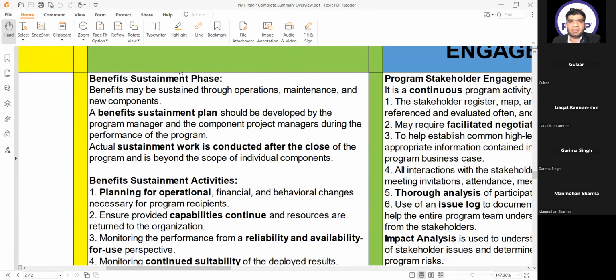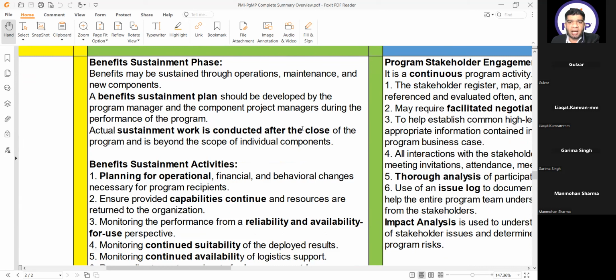Then we have the benefit sustainment phase. This is important, that benefit sustainment is done even after the program is closed. Okay, benefits may be sustained through operations, maintenance, and new components. A benefit sustainment plan should be developed by the program manager and the component project managers during the performance of the program. Actual sustainment work is conducted after the close of the program and is beyond the scope of individual components.